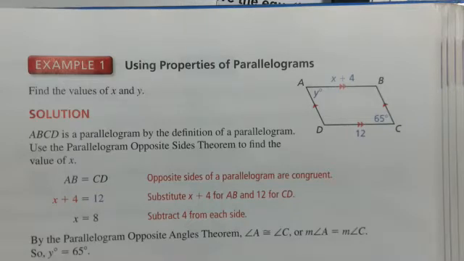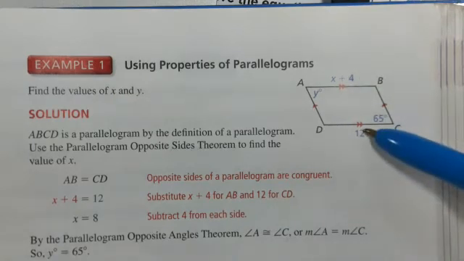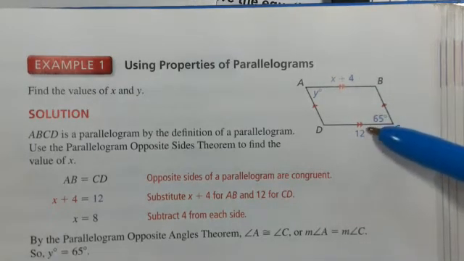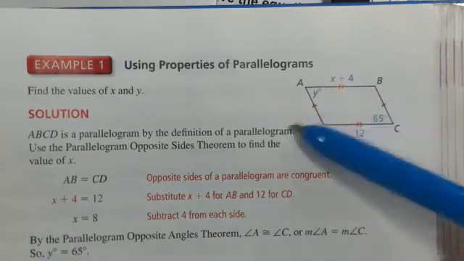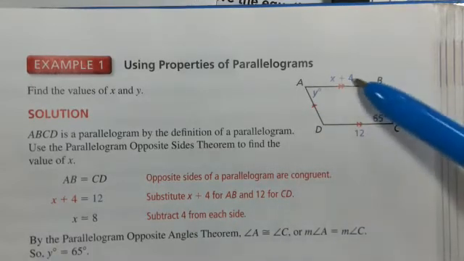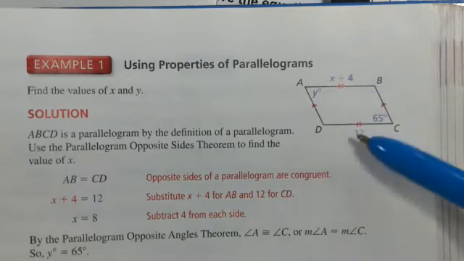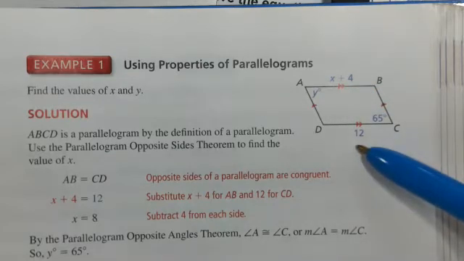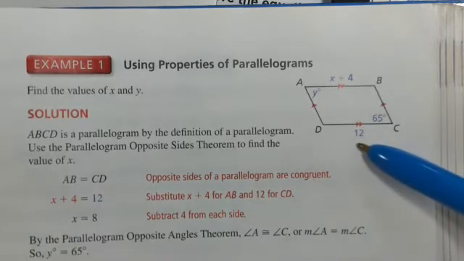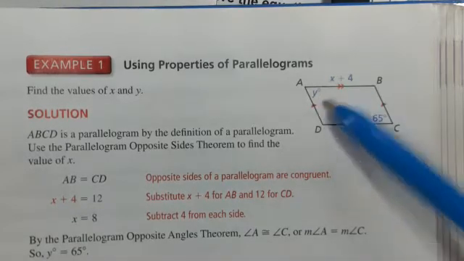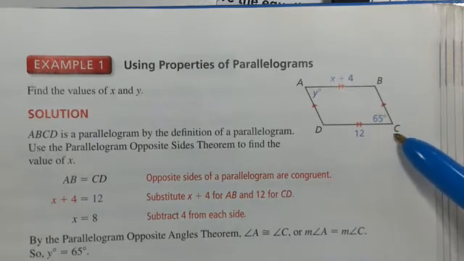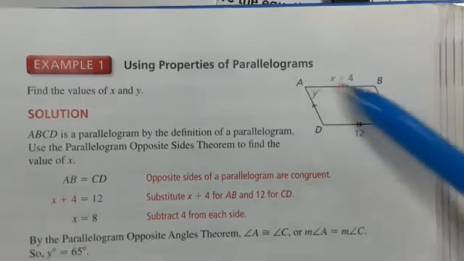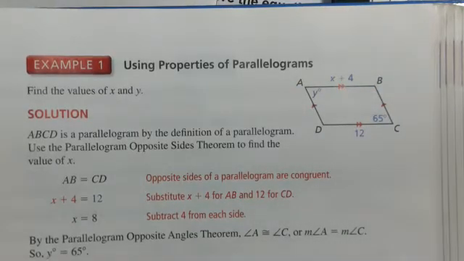All right, it says find the values of x and y. So here we have a parallelogram, and we know it's a parallelogram because we have parallel lines marked, two sets of them. So we know our opposite sides are congruent. So AB would be congruent to DC. So we can solve for x by saying x plus 4 equals 12. We can also solve for angle y by saying angle y is congruent to angle C, which is 65 degrees, because our opposite angles are congruent.